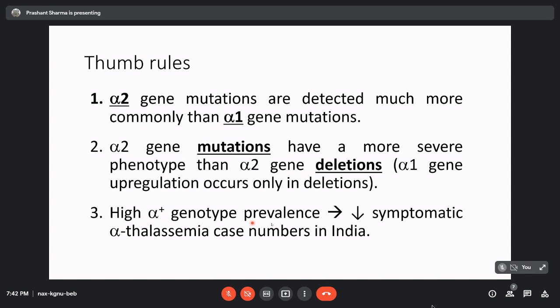So what this means is that there is a reduced frequency of symptomatic alpha thalassemia cases in our country. As we'll see very shortly, the frequency of alpha thalassemia trait is actually higher than that of beta thalassemia trait. But the frequency of symptomatic beta thalassemia is greater than symptomatic alpha thalassemia. And that's because we are lucky to have the alpha plus genotypes.